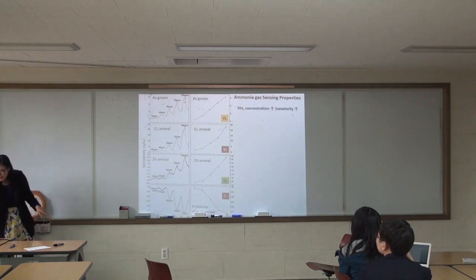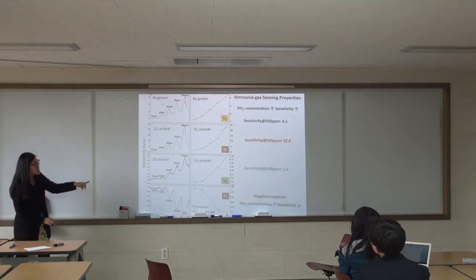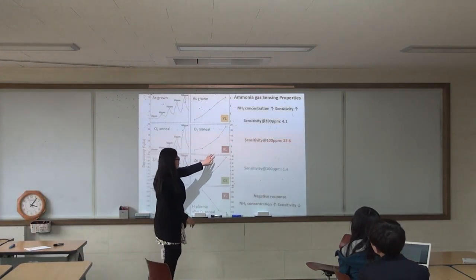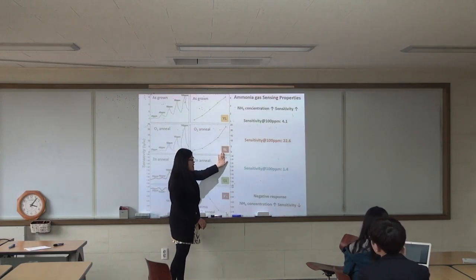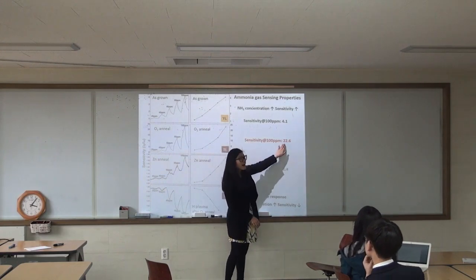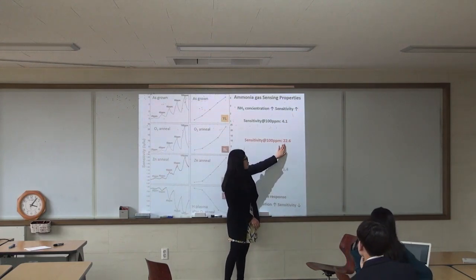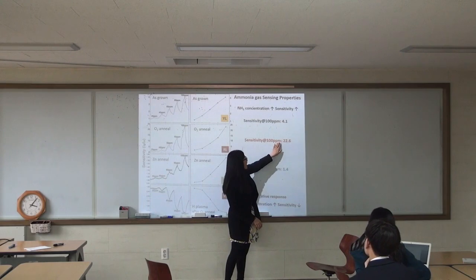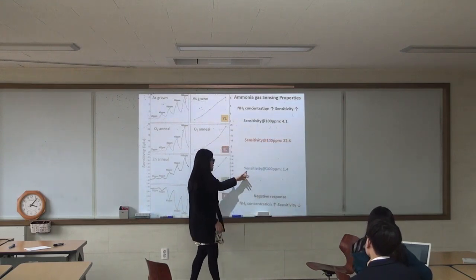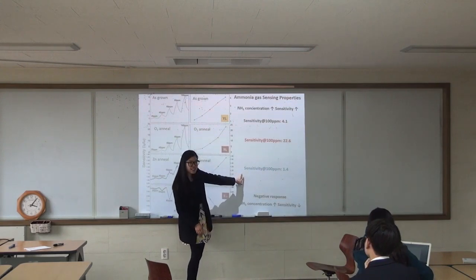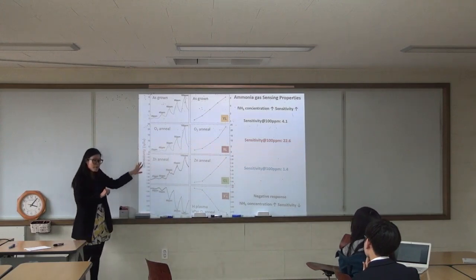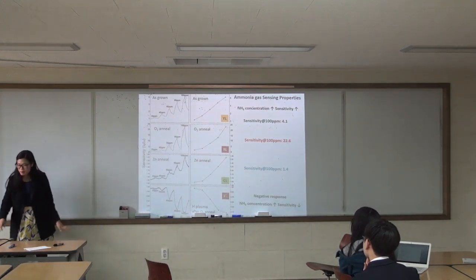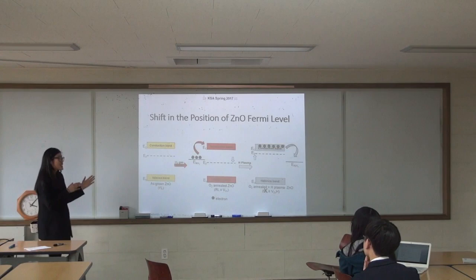But anyway, if you have a look, the sensitivity of the one that we annealed in oxygen gas that produces red luminescence gives really high sensitivity, 22.6. It's higher than the as-grown one by around 5 times, and here almost 20 times. Okay, but what happened here? Why did it happen like this? So this is the conclusion.